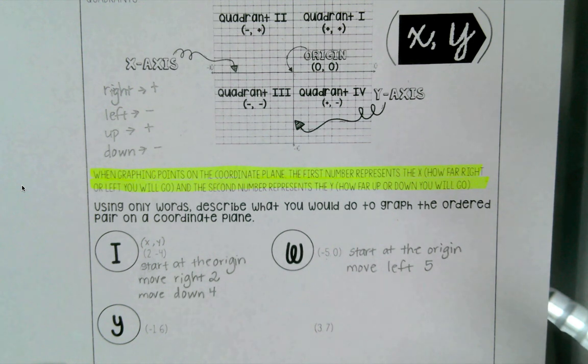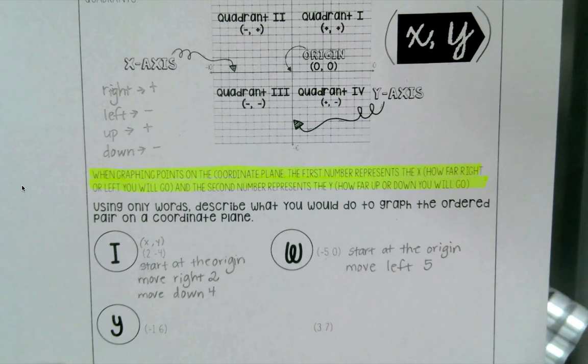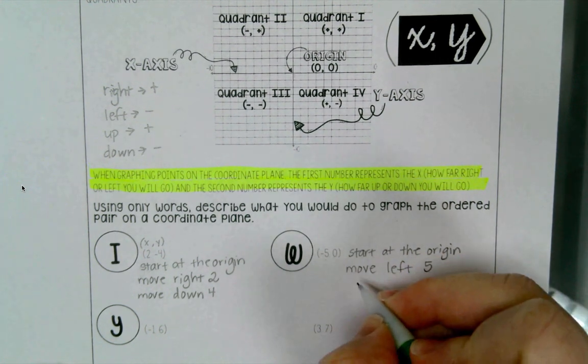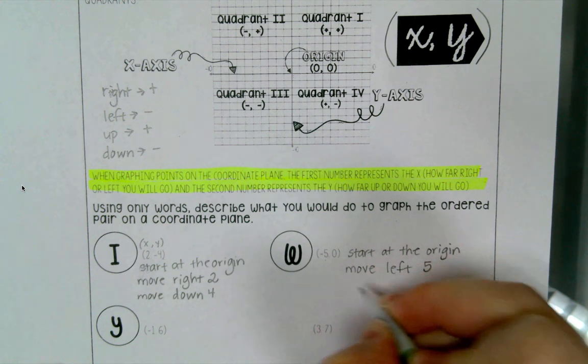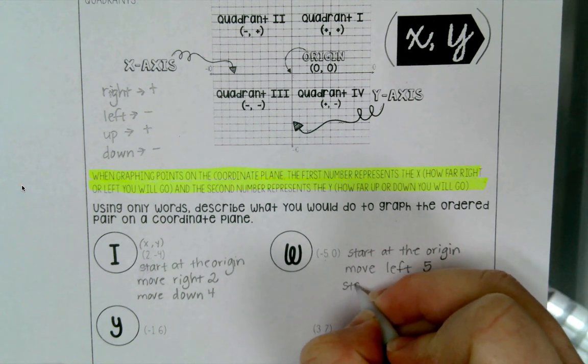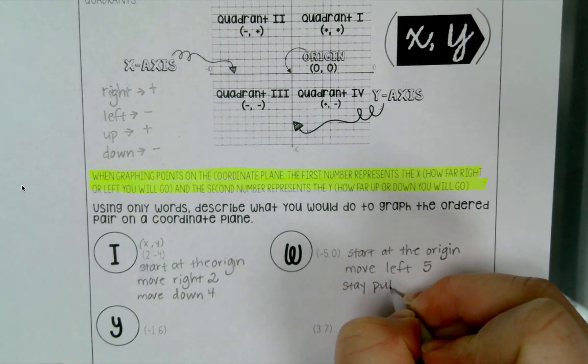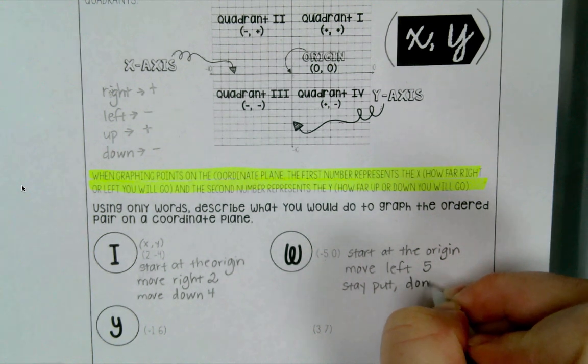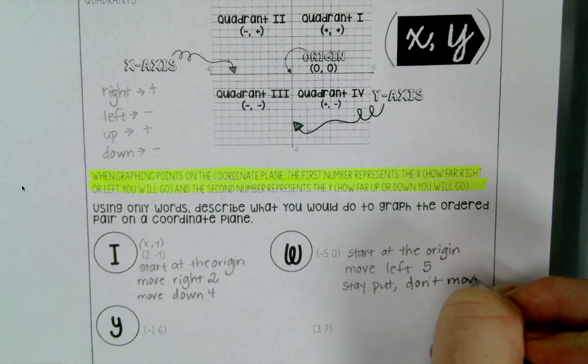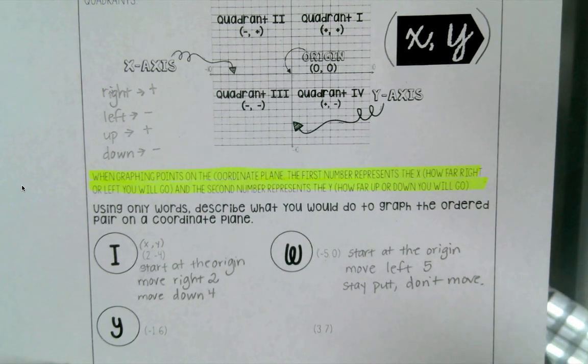So 0 says nothing to us, right? 0 says nothing to us. So when you have 0, you don't go anywhere. You just stay where you're at. So I'm going to say, stay put. Don't move. Because 0 means stop. Okay? And we'll have more examples of that, you'll see.